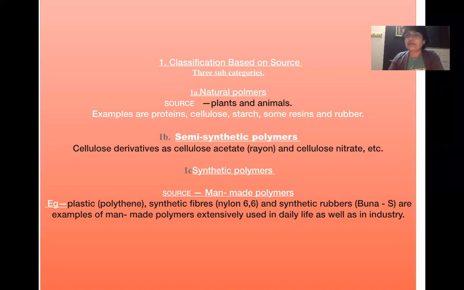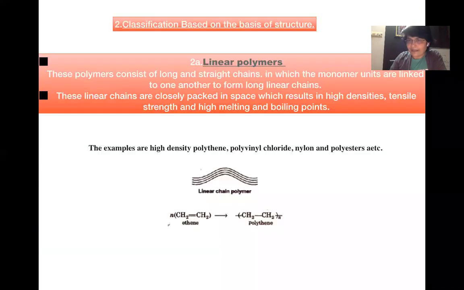Now we come to the basis of sources. We said natural means it is present in nature. Examples are cellulose and starch. Semi-synthetic is a little bit mixed. Your shirt material and all that is made up of semi-synthetic polymers. Third is 100% man-made, like nylon 66 and synthetic rubbers like Buna S. All the examples given over there, you have to see carefully.